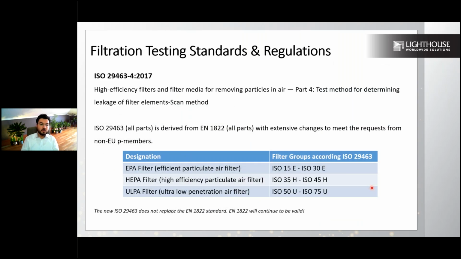The next one is ISO 29463. As you all know, EN is valid for a European consortium. CEN is writing and managing all EN norms. However, people want to integrate this into the ISO, so everyone worldwide, in the US and in Asia, everywhere, will follow the same high efficiency filter testing method with the scanning technique. All parts of ISO 29463 are derived from EN 1822 with extensive changes to meet the requests from non-EU members.